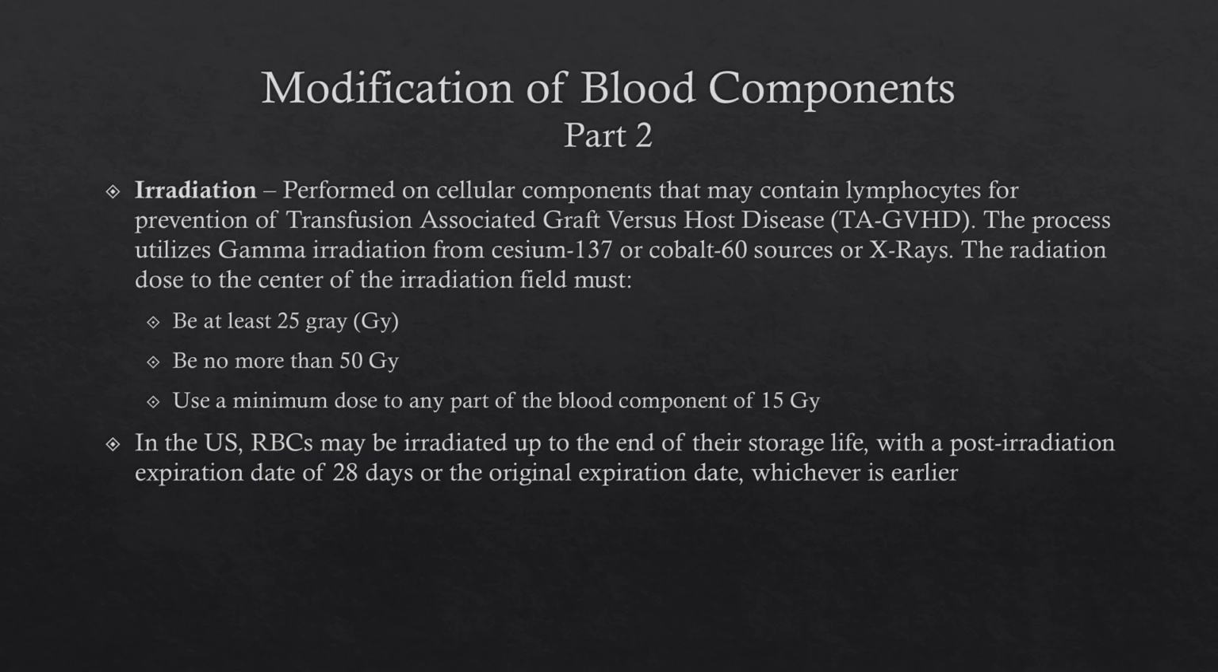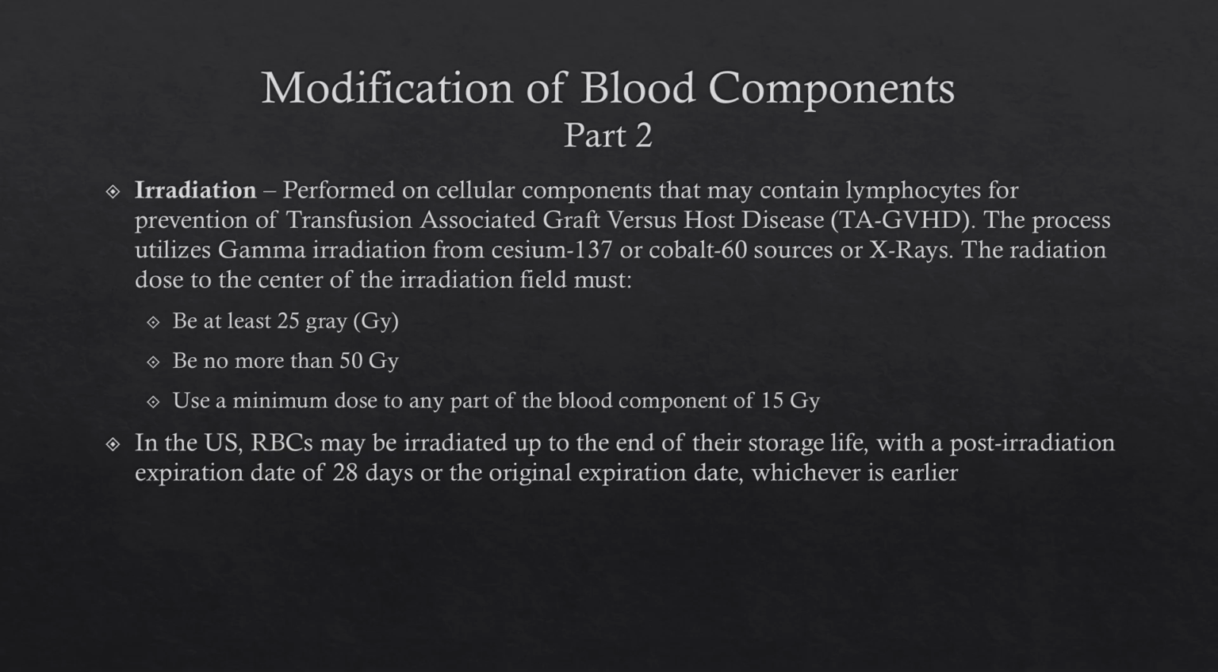There's some radiation requirements that have got to be met. You've got to hit the unit to the middle of the blood unit. It needs to receive at least 25 grays and no more than 50, and then the minimum dose to any part of the blood component is 15 gray.